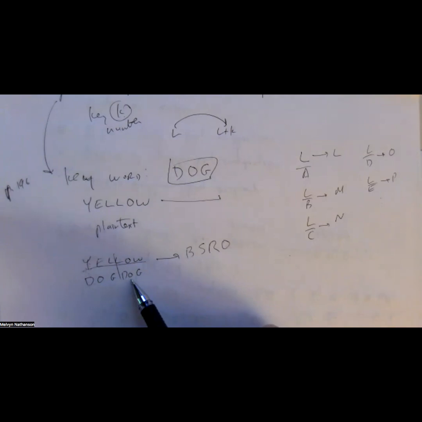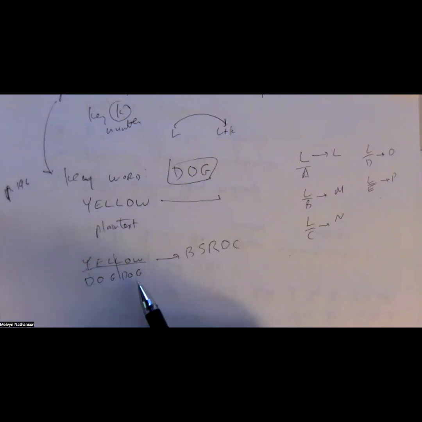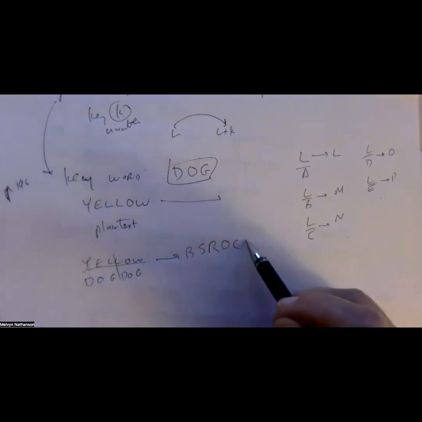O, 14 places over from O turns out to be C. G, again, B, C, D, E, F, G, 6 places. 6 places over from W: X, Y, Z, A, B, C.